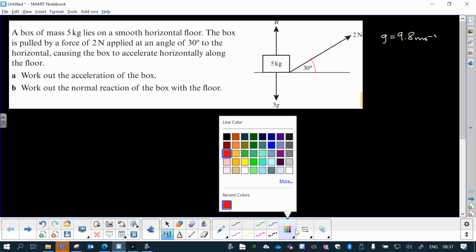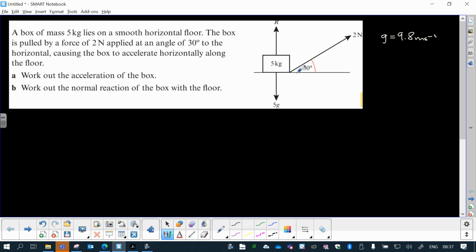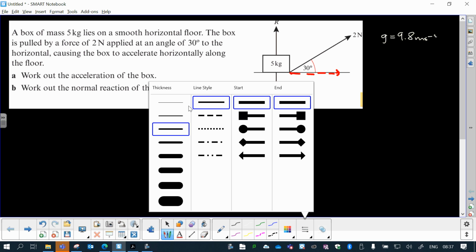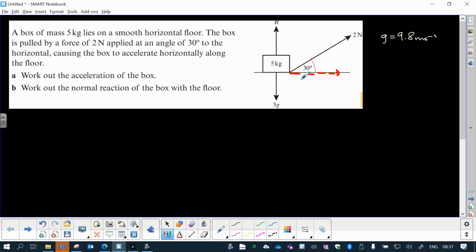So bearing that in mind, does anybody feel confident enough to split this 2 newtons up into its horizontal and its vertical components? Matthew, your hand nearly went up. Okay, tell me how you got root 3. Perfect, right? So what we do is we've got 2 multiplied by cosine of the angle, all right? And that comes from a right angle triangle. It comes from SOHCAHTOA, right?